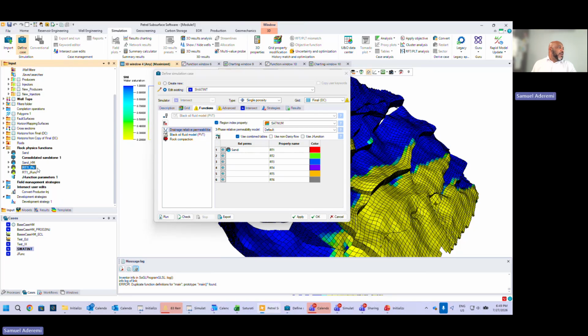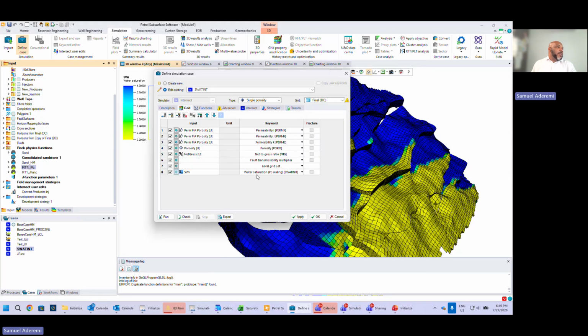So I've already done the relative permeability for rock type 1. Imagine you need to do the same for rock type 2, rock type 3, rock type 4, and 5. Once you have done that, then you can launch that. One thing that is important to highlight is if you drop the SWI, make sure you select water saturation PC scaling. That's the SWATINIT approach, basically. And we can convert this to the J-function approach.